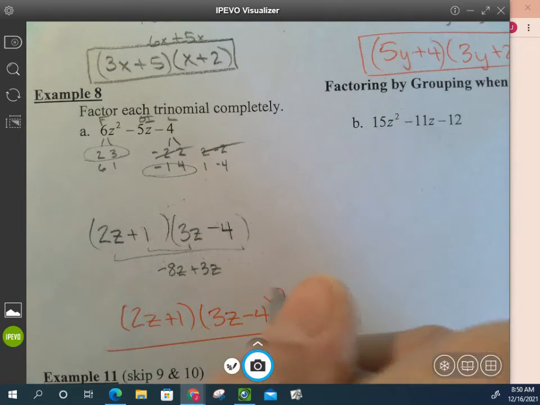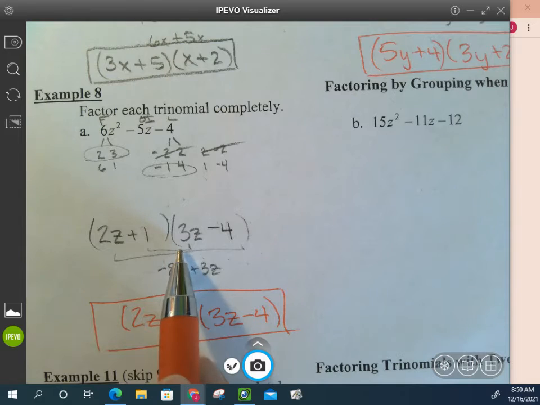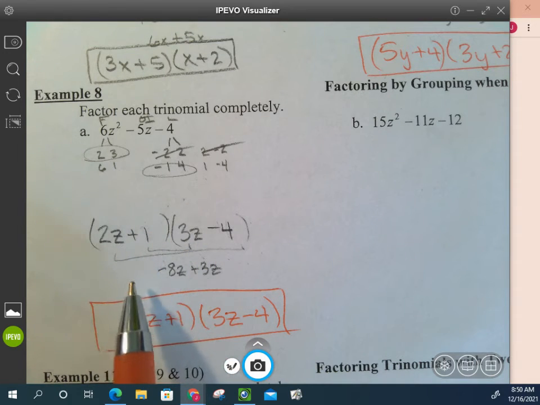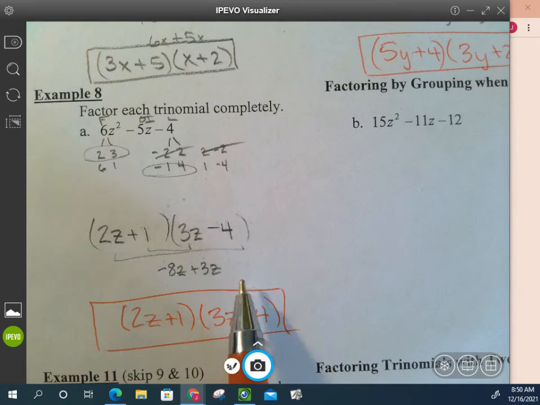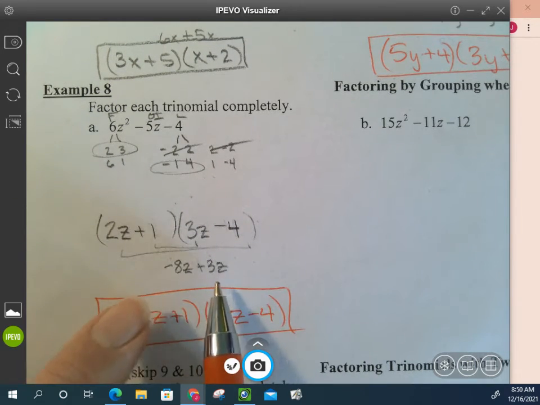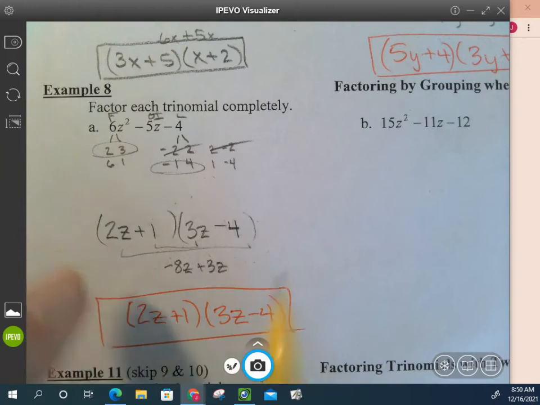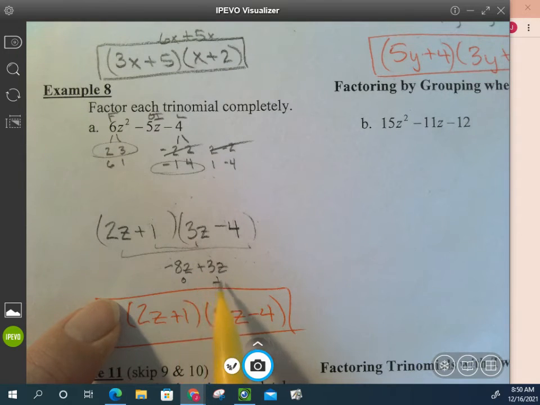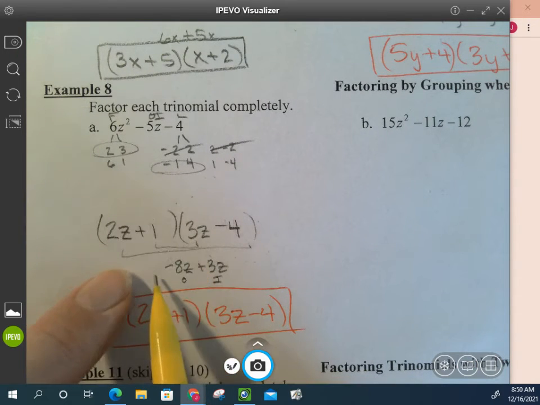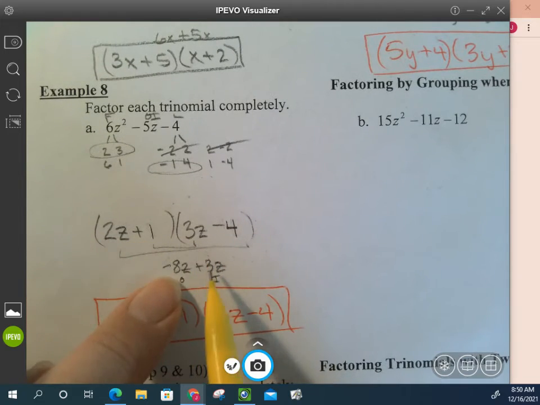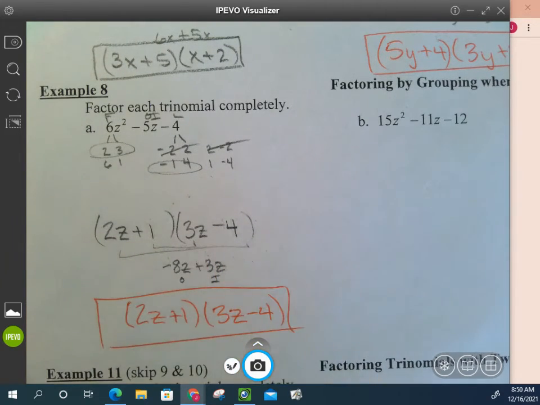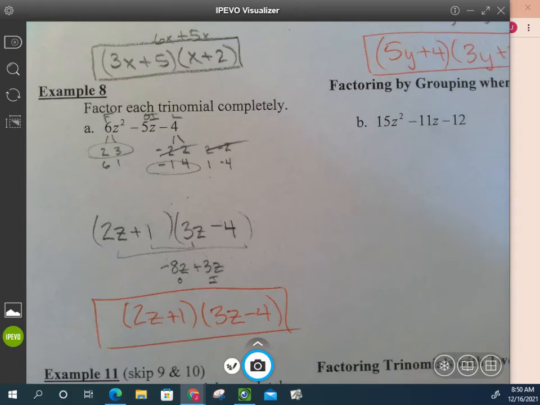Now, you don't have to rewrite your final answer as long as I can see it. This is just a check. I'll always have a kid who does this, and then they refoil the whole thing and circle that. That's just my check. And I didn't show the whole refoil. I was just showing the outer and the inner. I know that the first is 6z squared. Outer, inner here, and I know the last is negative 4. But you do want to double check yourself. Okay.